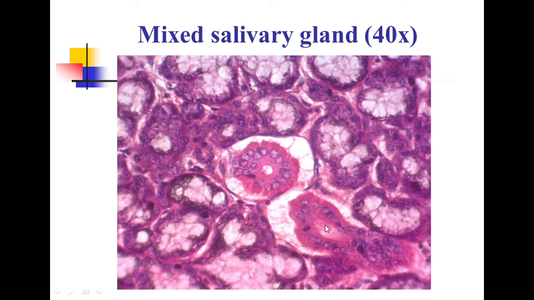So within the lobule, you can see the striated ducts. These are the striated ducts. And one of the characteristic features of mixed salivary gland is the serous demilunes. Now here you can see this is the mucus acinus, and this mucus acinus is capped by the cells of serous acinus. So here you can see the nuclei of serous acinus, the rounded nuclei.